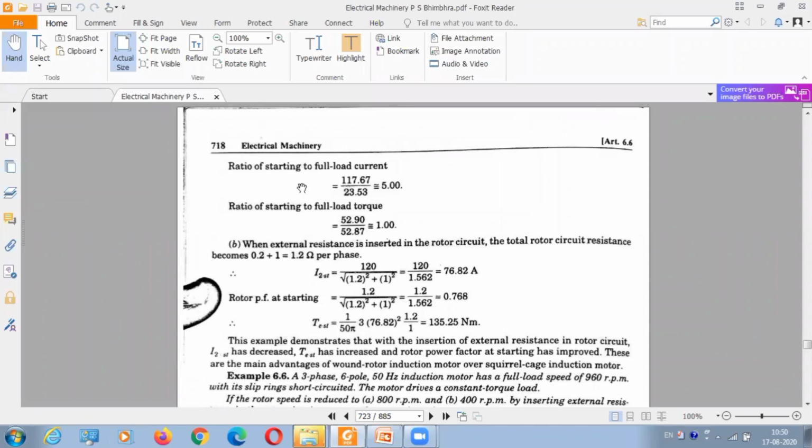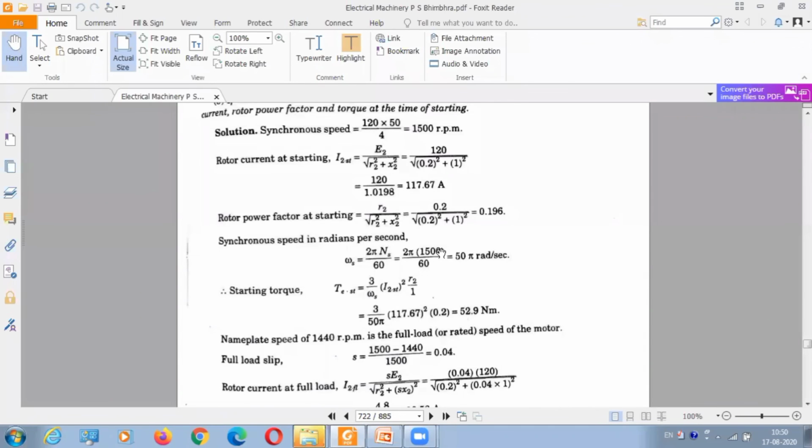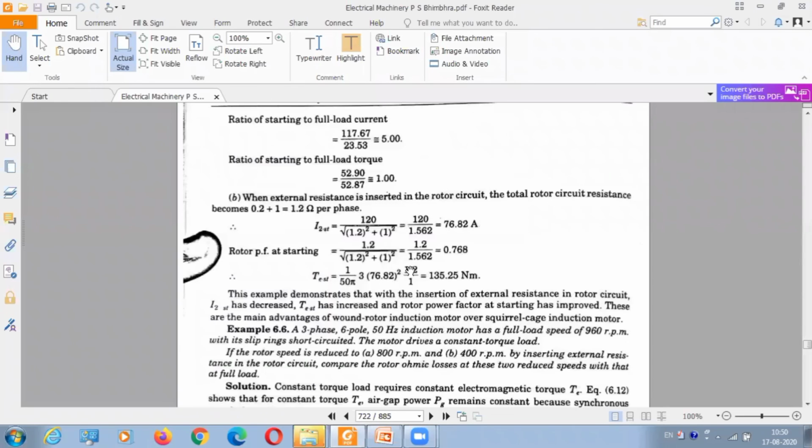Some ratio they have found out. You can find starting to full load current. Starting current you already know, 117.67. Full load current is 23.53. Ratio between that they have found out. If given in question, you can find out.